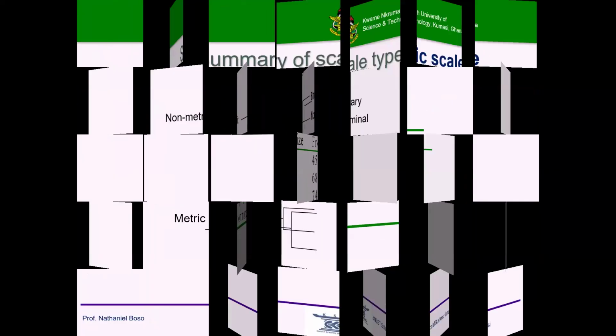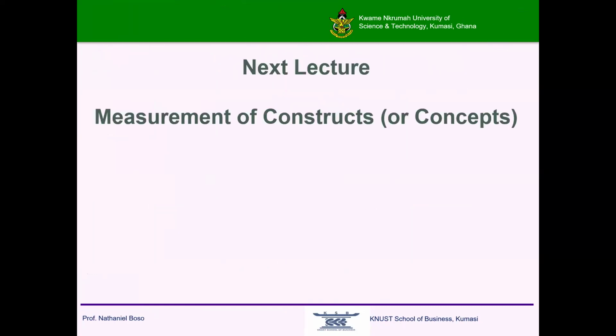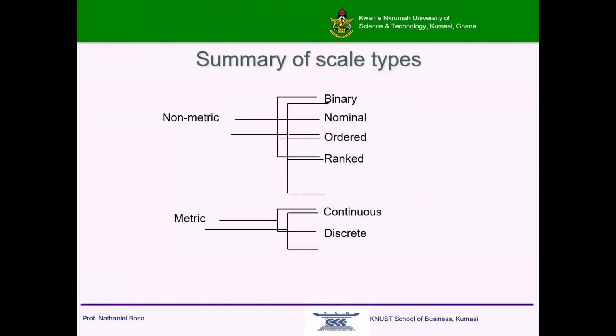All right. So this presents just a simple classification we have of scale types, non-metric and metric. The non-metric are the ones we explained earlier: binary, nominal, ordered, and ranked, all fall within non-metric. And then the continuous and discrete fall under what we call the metric, and the continuous being the highest among these, okay?